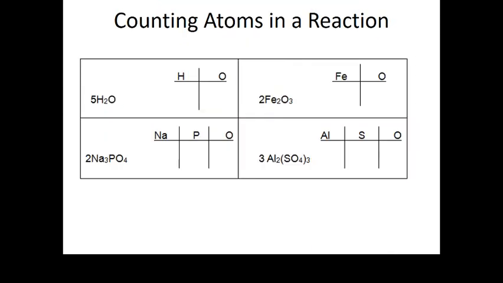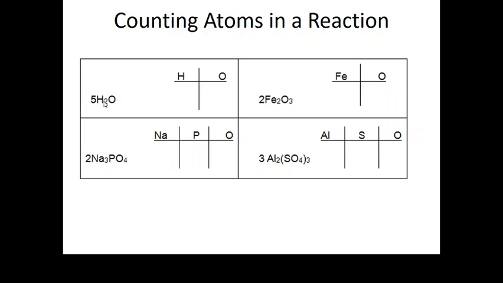So counting atoms in a reaction. How do we count atoms? Well, to count atoms, all you're going to do here is look at the leading coefficient and multiply it by any subscripts that are associated with the atom. Remember that a subscript shows the quantity of the atom present before it.